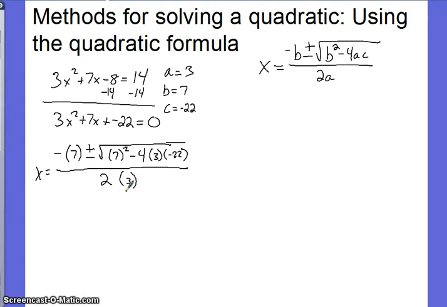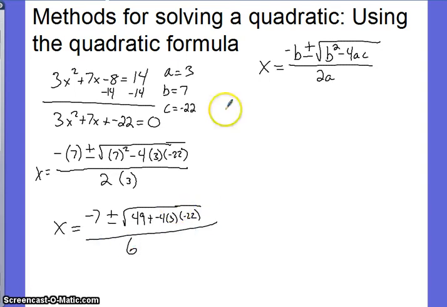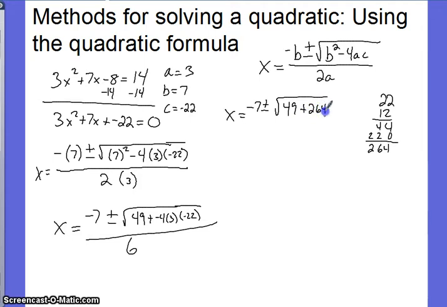So now we have to go with our order of operations and solve this. So I have x equals negative 7 plus or minus the square root of 49 plus a negative 4 times 3 times negative 22, all over 6. x equals negative 7 plus or minus the square root of 49, and negative 4 times 3 is negative 12, and negative 12 times negative 22 is 264. Right, so we have 264 over 6.